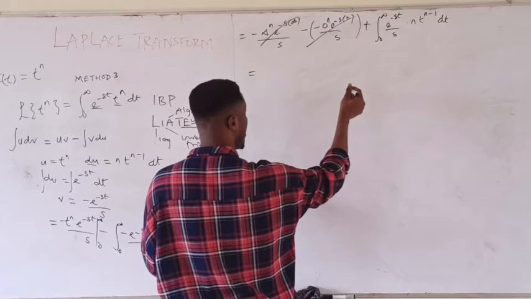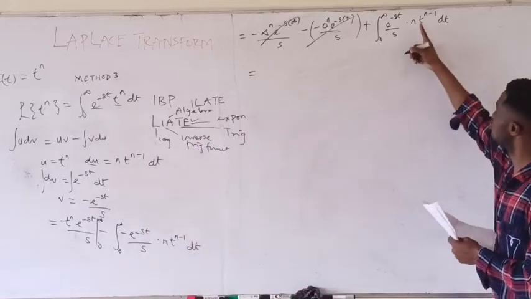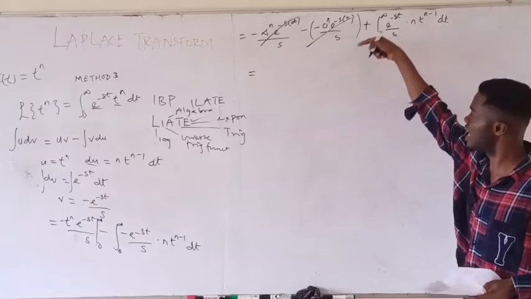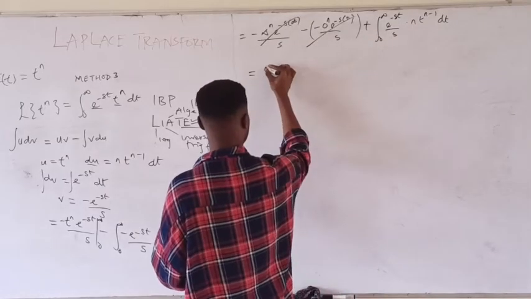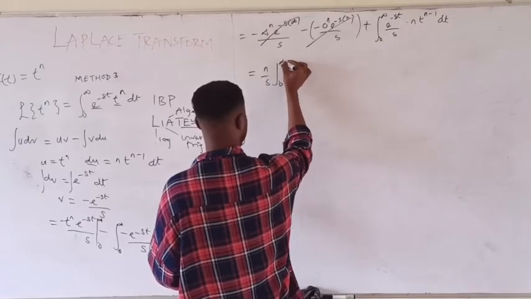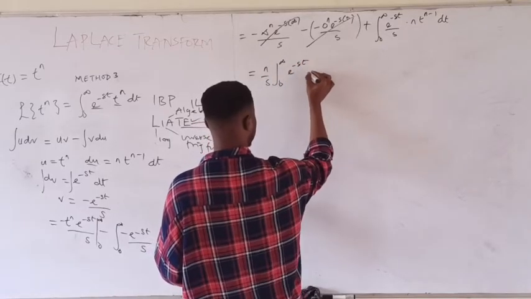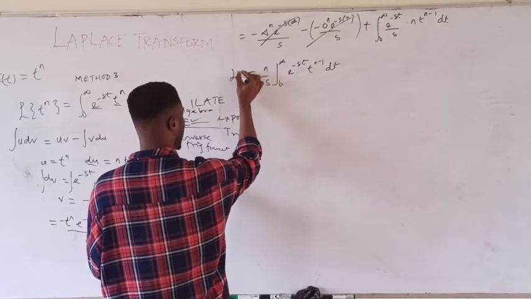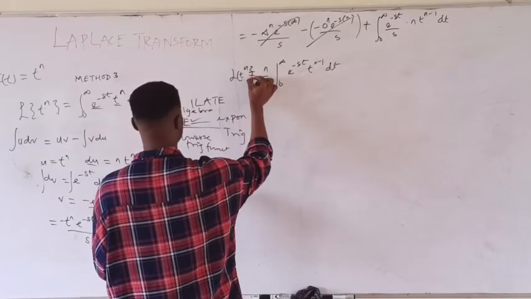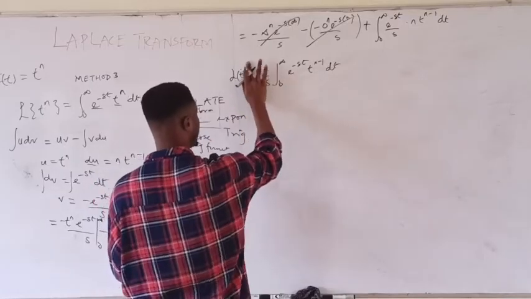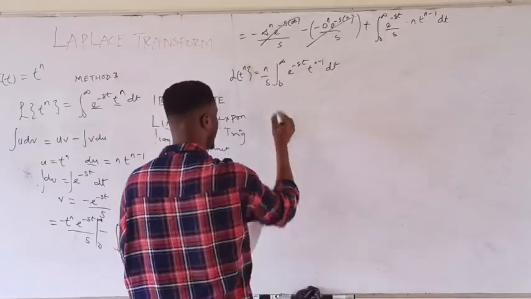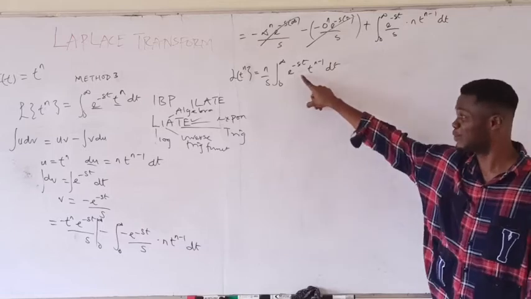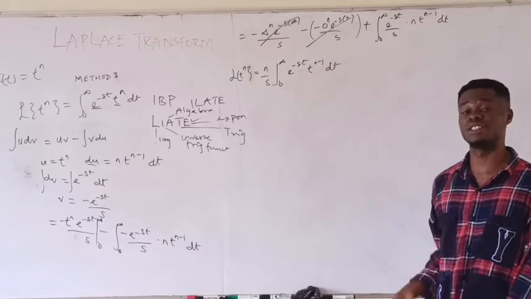So this is equal to, I can decide to bring n and s outside of this integral. If I bring n and s outside of this integral, this is going to give me n over s integral from 0 to infinity of exponential of minus st t raised to the power of n minus 1 dt. That is to say, the Laplace of t raised to the power of n is equal to this. So what we are going to do again is use integration by parts again to differentiate this and to integrate it.